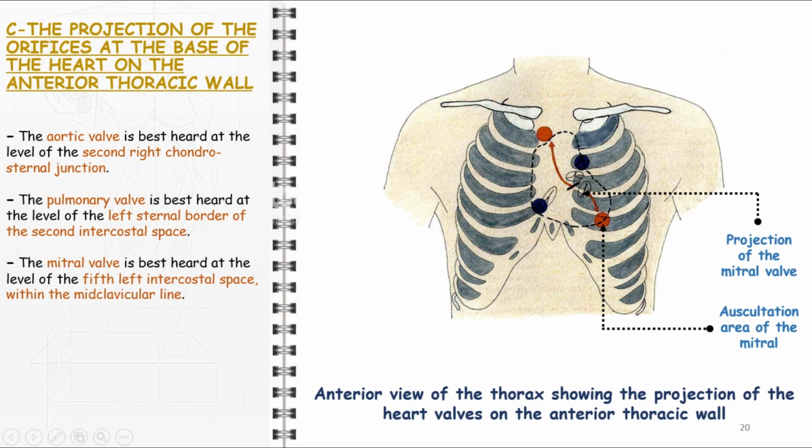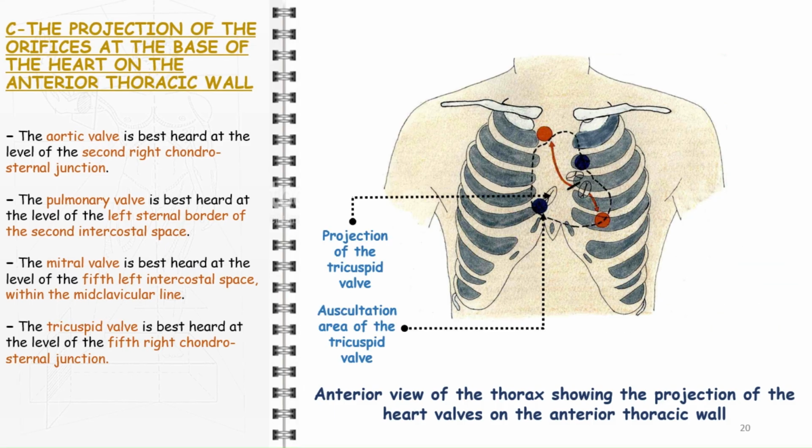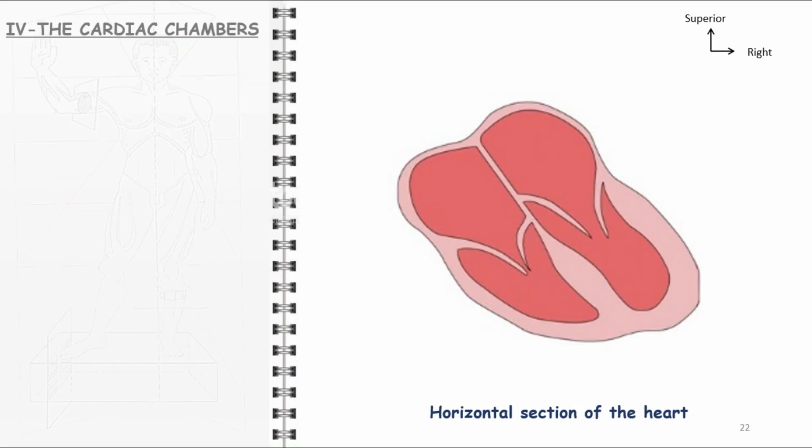The mitral valve is best heard at the level of the 5th left intercostal space, within the midclavicular line. The tricuspid valve is best heard at the level of the 5th right chondrosternal junction. Let's delve now into the cardiac chambers. The heart has 4 chambers.